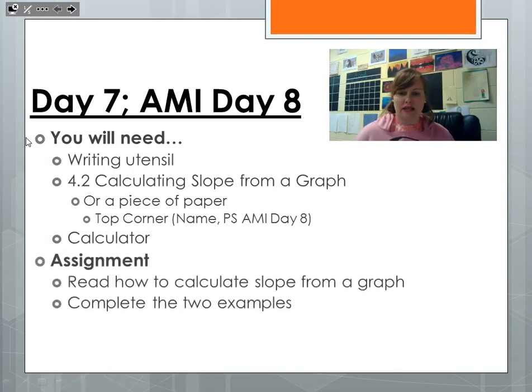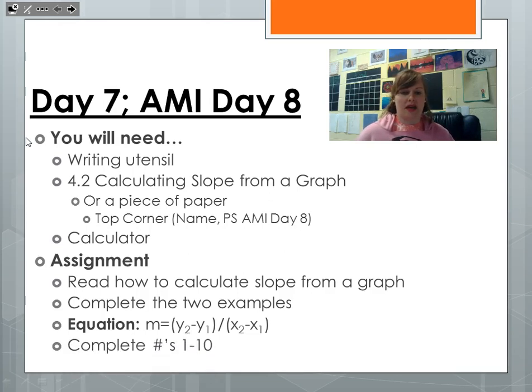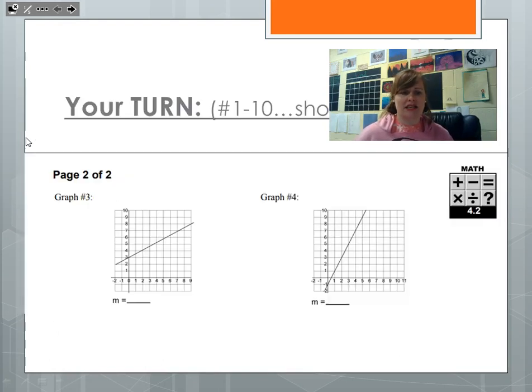Assignment: read how to calculate slope from a graph, complete the 2 examples, use the equation slope equals y sub 2 minus y sub 1, all together divided by x sub 2 minus x sub 1. It's just looking at the y's and the x's. Complete numbers 1 through 10. This is probably the most I will ever assign. I will never assign anything over 10, and I'm going to do one of them with you.